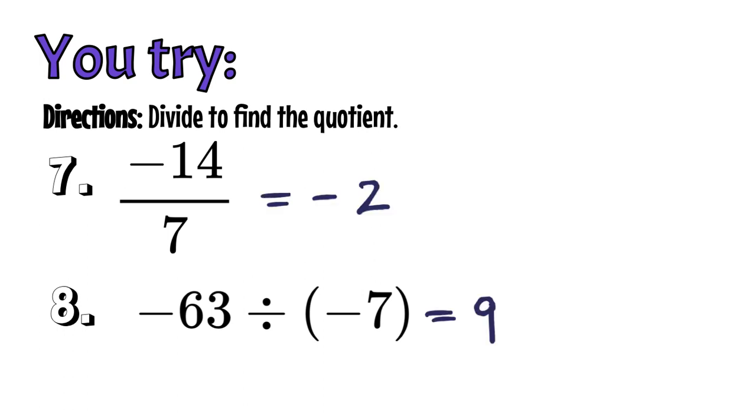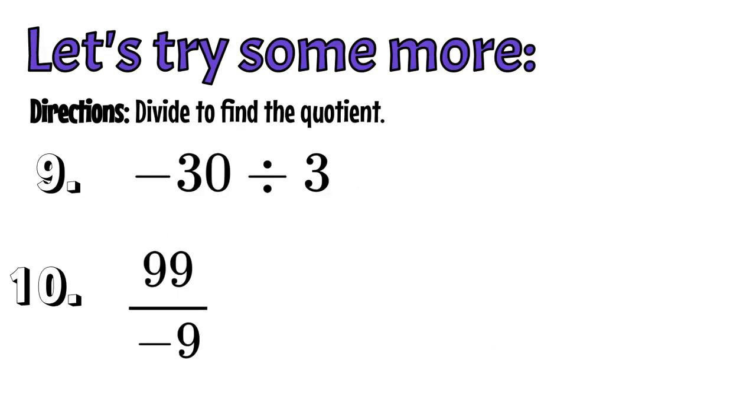Hopefully you paused the video and you noticed that in number 7, we have negative 14 divided by positive 7. A negative divided by a positive is going to give us a negative, negative 2. In number 8, we have a negative divided by a negative, which gives us a positive 9. Let's try a few more examples together.